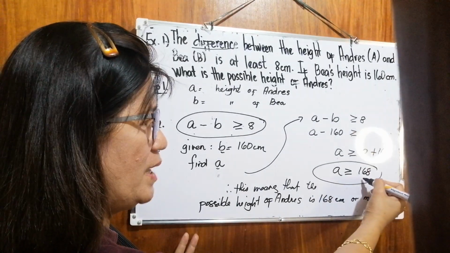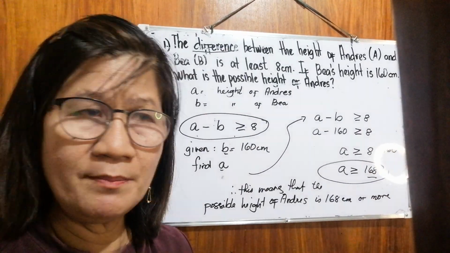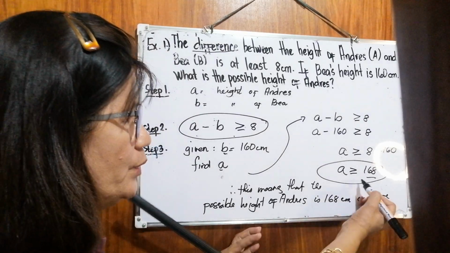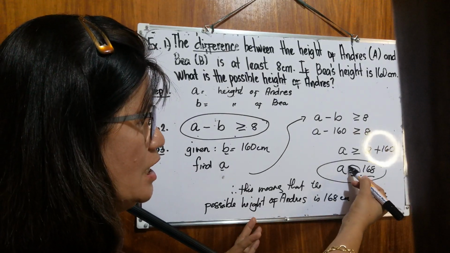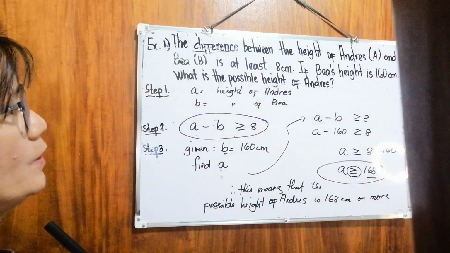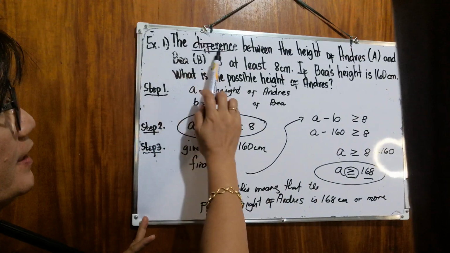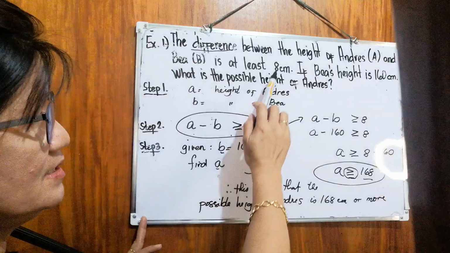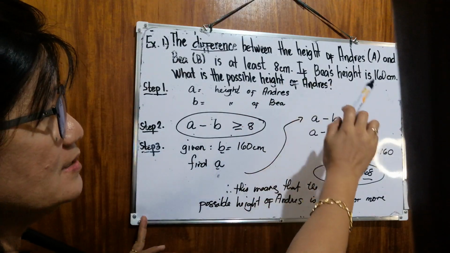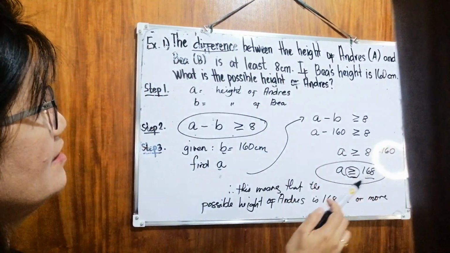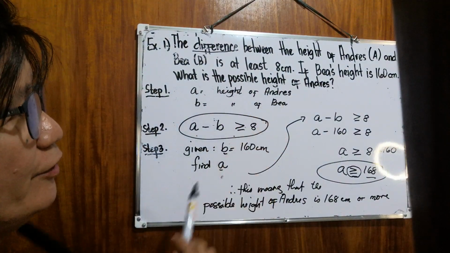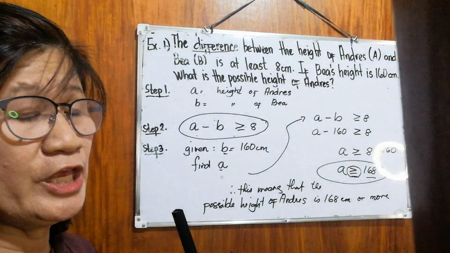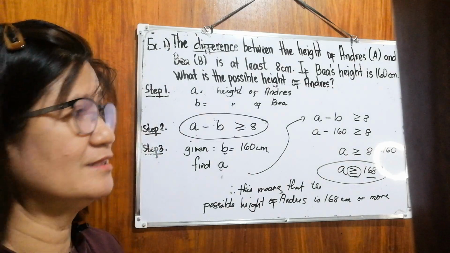Pero ito na yung pinaka-minimum height ni Andres. Pag sinabing minimum, pinaka-maiksi, no? But it can be greater than because of the word is greater than or equal to. Again, balikan natin yung problem. So the difference between the height of Andres and Bea is at least 8 centimeter. If Bea's height is 160 centimeter, what is the possible height of Andres? So the answer is 168 o kaya greater than or equal to 168 centimeter.